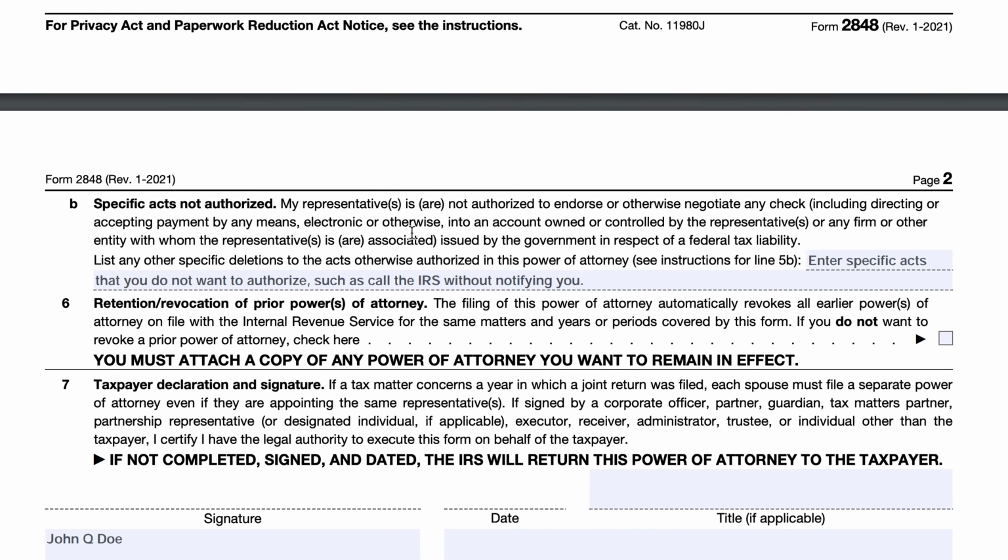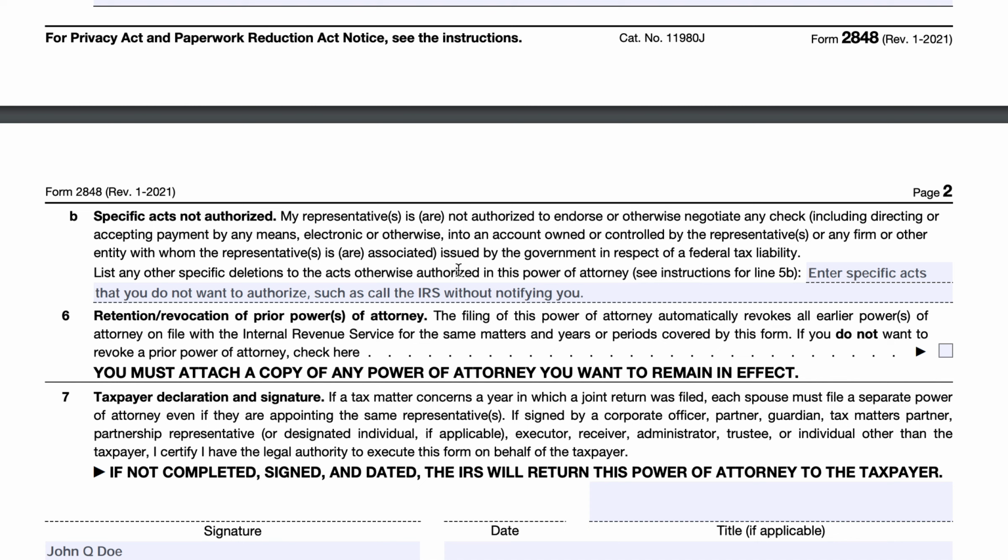You might not want them to share information within the office. You might not want them to speak to the IRS without you in the room, right? So there might be certain things that you would like them to do and you can designate them. There might be certain things that you want to maintain control over. And again, you would annotate that in line 5B after a discussion with your representative.